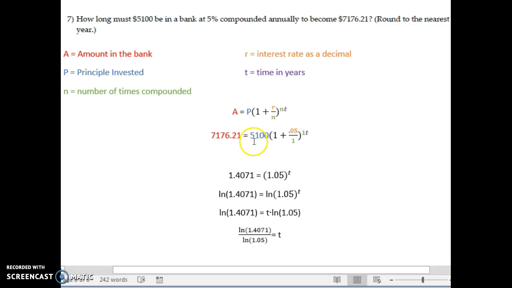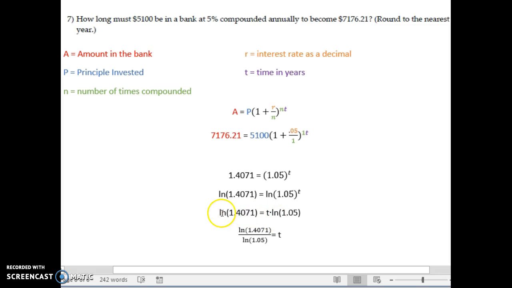And then my step to get from here to here, I divided both sides by 5100. So you get to this step, and we have the variable up in the exponent, so we're going to need to use logarithms to solve. We take the same logarithm of both sides, and then one of the rules of logarithms is if you have that exponent inside the logarithm, it can come out to the front and be multiplied.